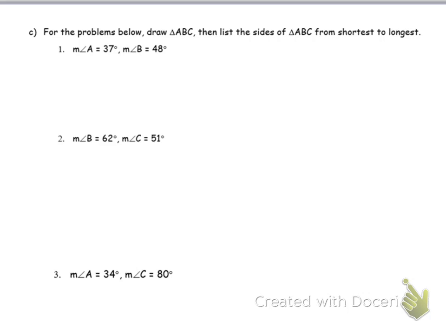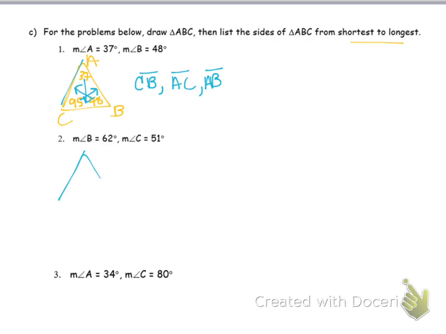Okay, for the problems below, draw triangle ABC, then list the sides from shortest to longest. If I draw ABC, A is 37, B is 48. Subtracting those from 180 will get me my last one, which will be 95. So this one is shortest to longest: the smallest angle is 37, which sits across from CB. My next biggest is 48, sitting across from AC. My largest angle, 95, sits across from AB.